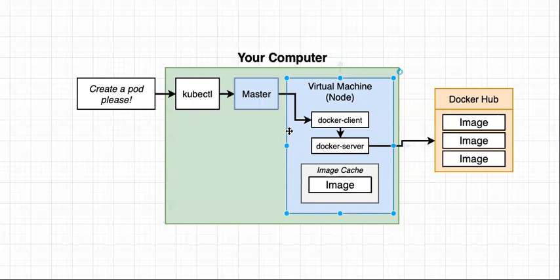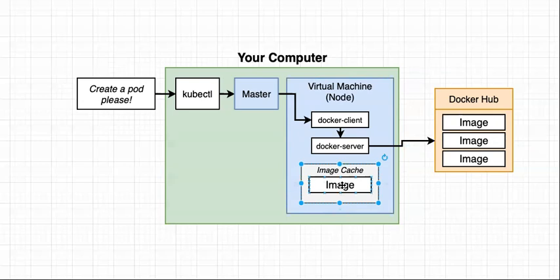Now, on this machine there is a Docker daemon running, basically your Docker server, which you can interact with through the client. So what happens is, when you make a call through kubectl, the master goes and interacts with the Docker client, and in turn makes a call to the Docker server. Now, the Docker server is going to interact with Docker Hub. It's going to download the image from Docker Hub onto the virtual machine, and then from this image a container will be created.